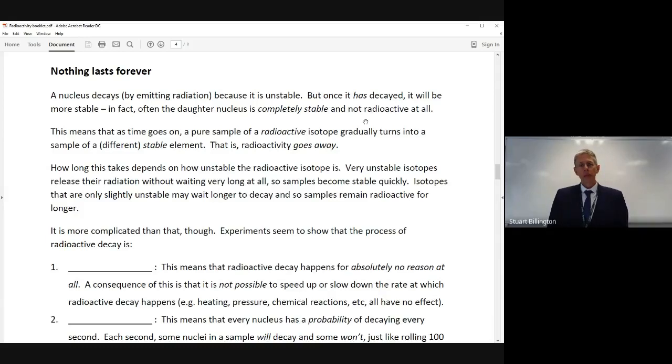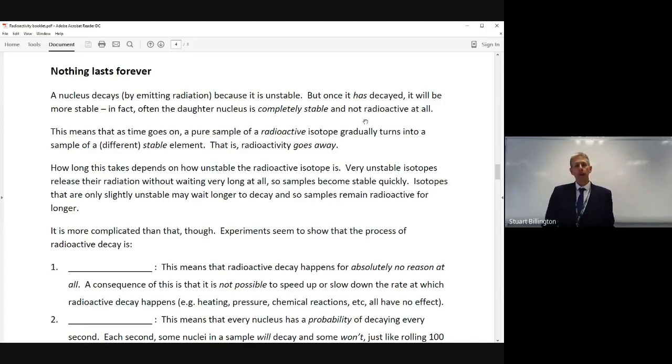But maybe there's a whole range of instabilities. So maybe 151 neutrons, just one too many, isn't that bad. Maybe the nucleus can live with that for quite a long time. But maybe 160 neutrons or 140 neutrons, with a difference of 10 from this perfect number, maybe that's really bad. And maybe that makes the nucleus really, really unstable.